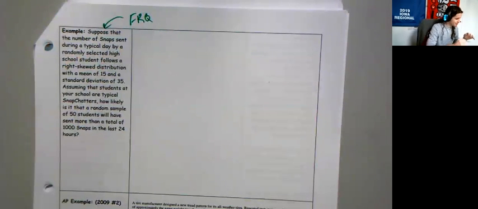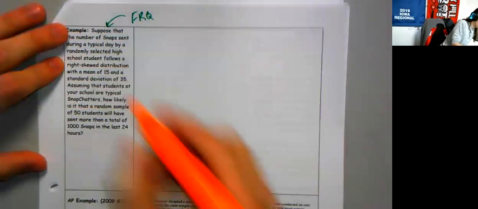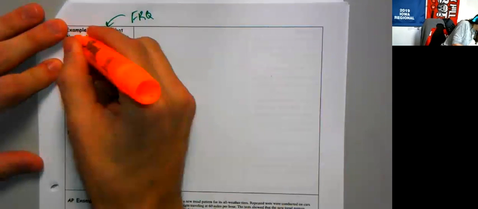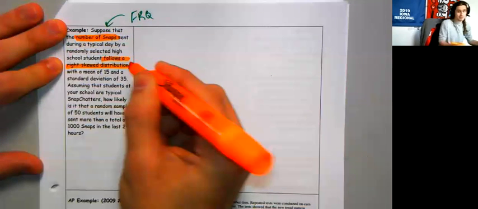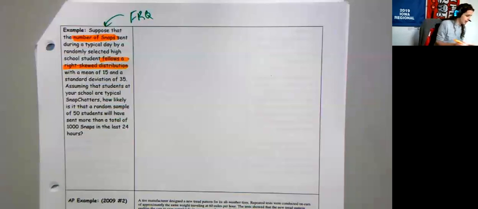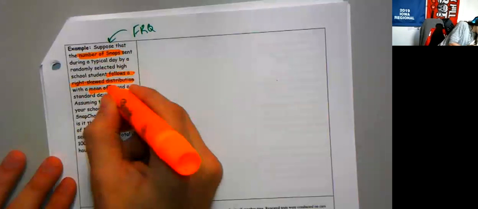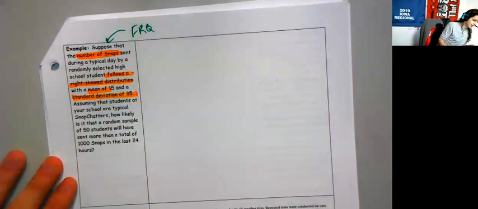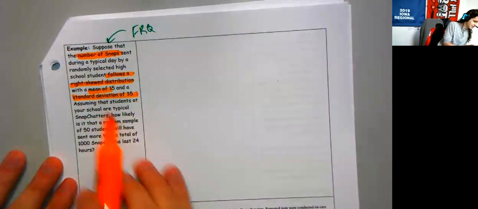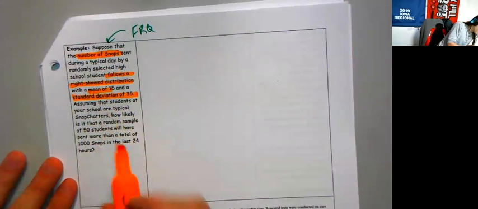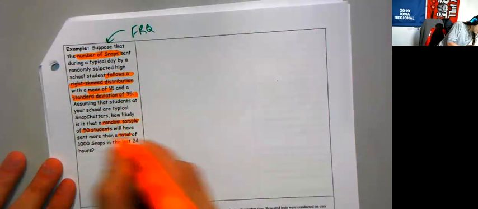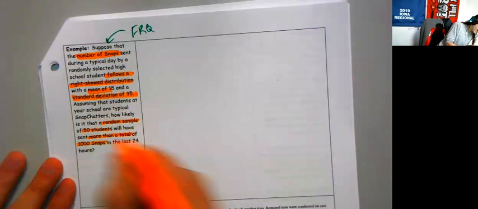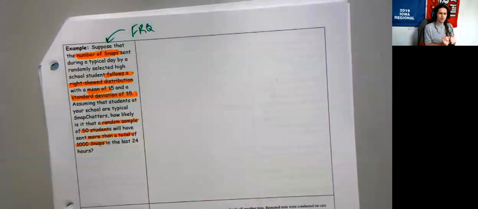Suppose the total number of snaps sent during a typical day by a randomly selected high school student follows a right skewed distribution. Okay, so we're interested here today in the number of snaps sent. And it follows a right skewed distribution. So the population isn't normal, all right, with a mean of 15 and a standard deviation of 35. All right, assuming that students at your school are typical Snapchatters, okay, assumptions, how likely is it that a random sample of 50 students will have a total of more than 1,000 snaps in the last 24 hours? Total.